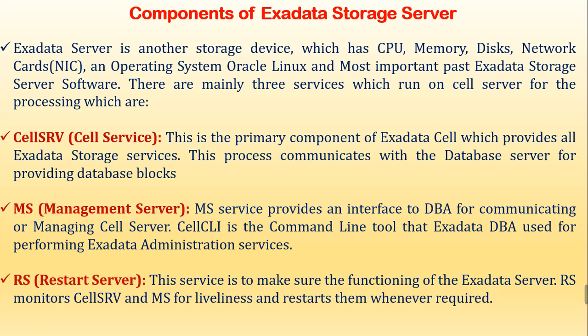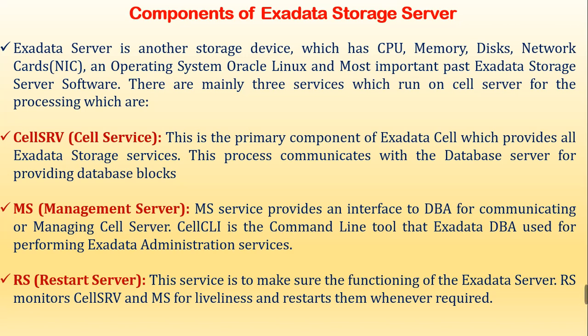Components of the Exadata storage server. The Exadata storage server is another storage device which has CPU, memory, disk, network cards, NIC, and the Oracle Linux operating system, which are most important for the Exadata storage software. There are mainly three services which run on the cell server for processing. First, cell services. This is the primary component of the Exadata cell, which provides all the Exadata storage services. This process communicates with the database server for providing database blocks.